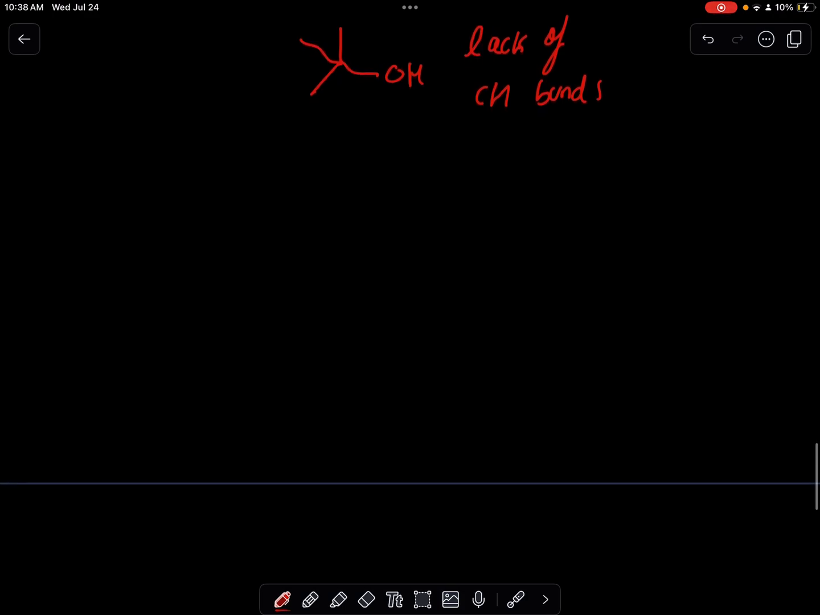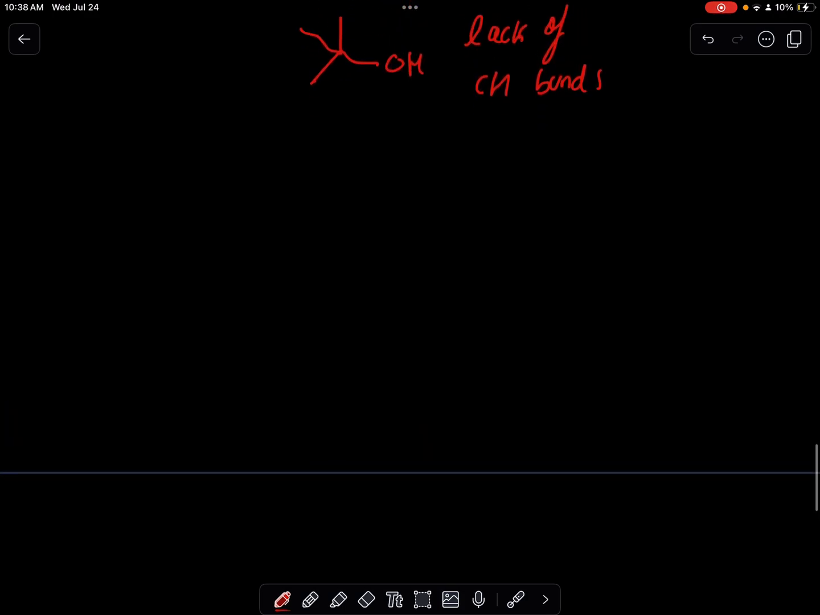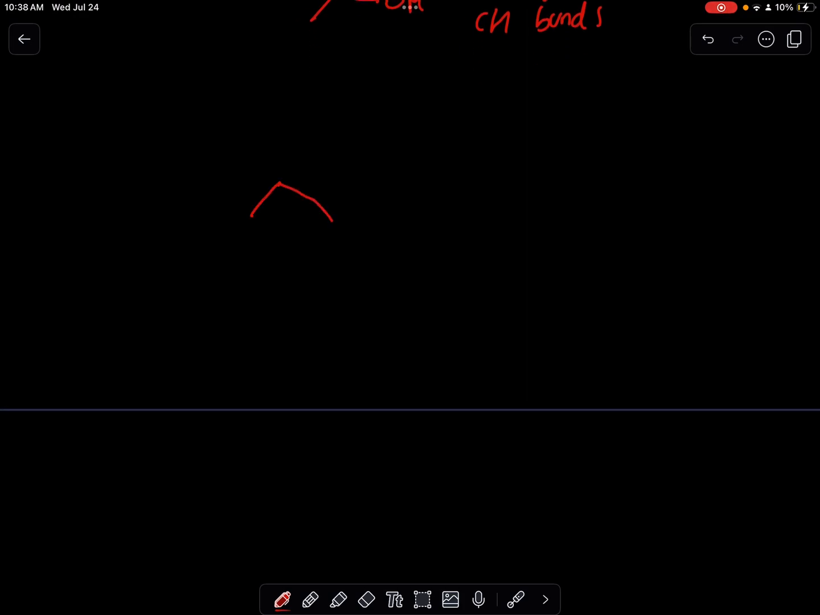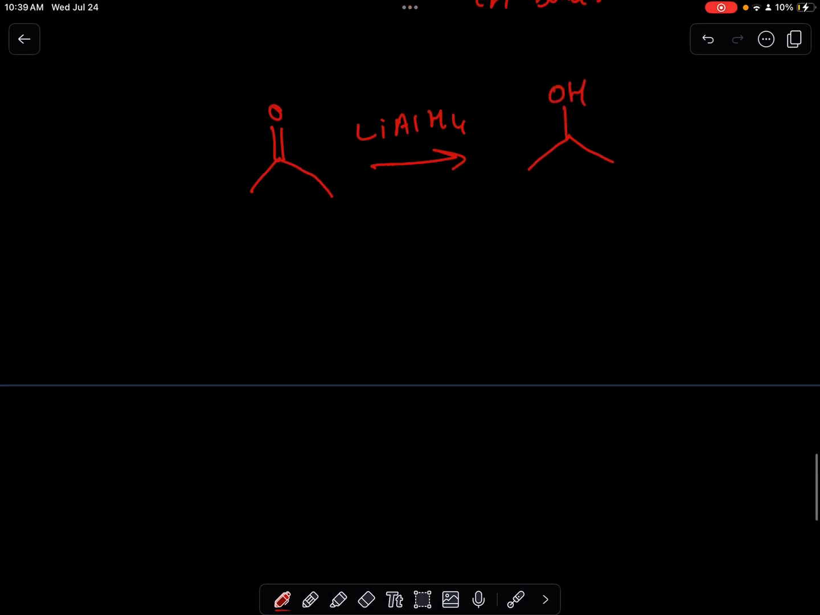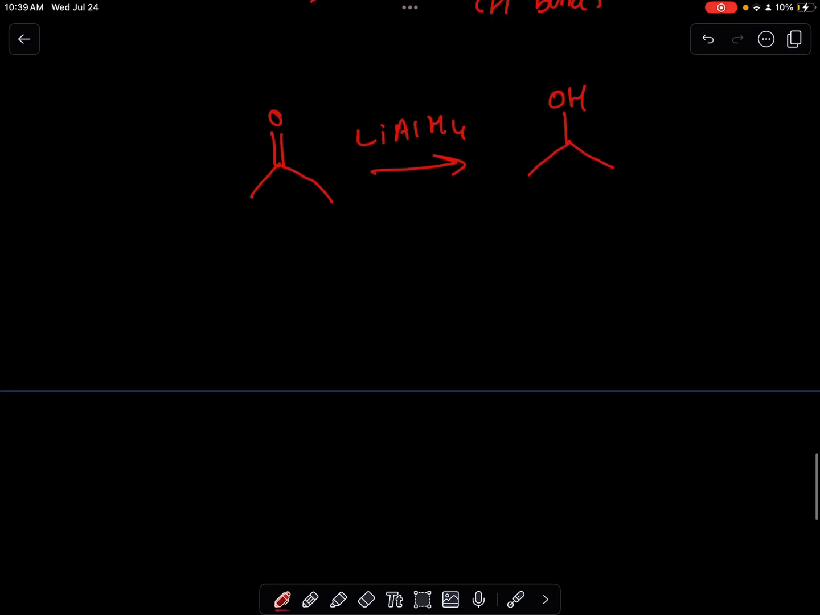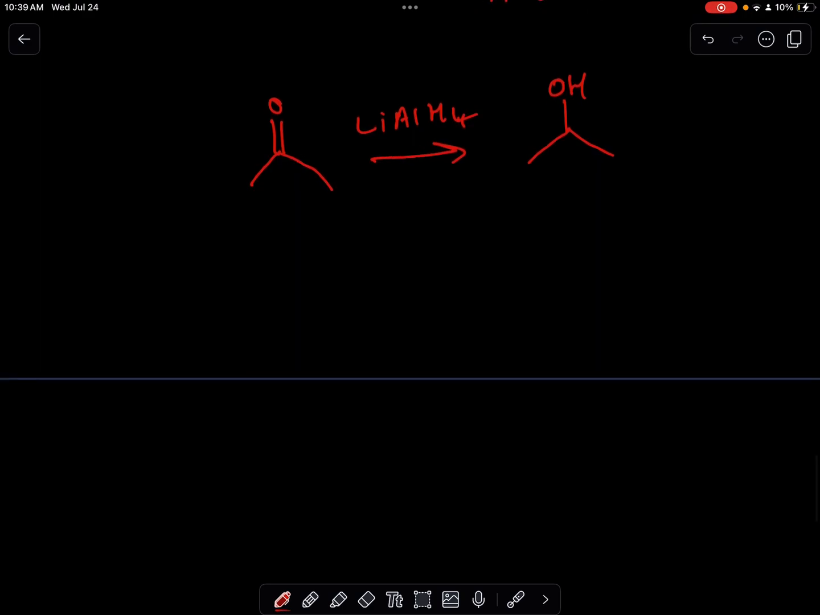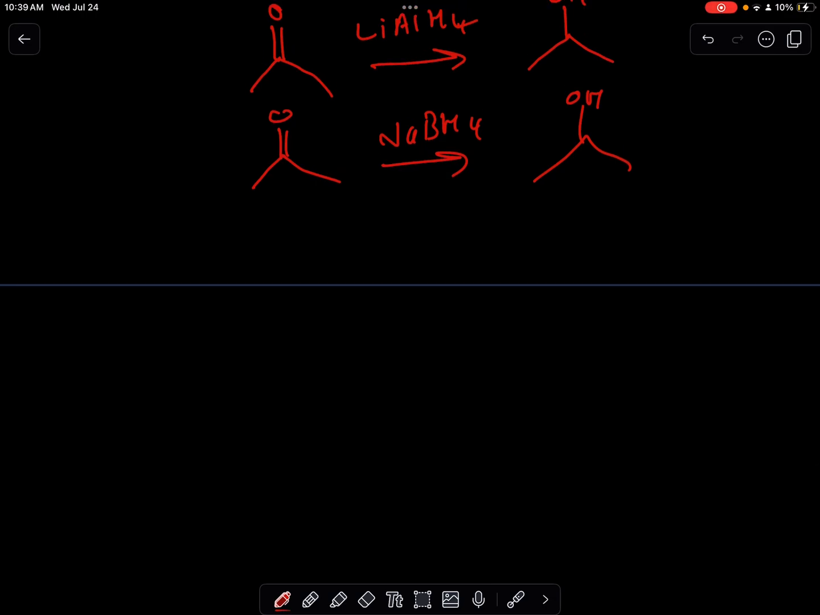So, let's have a look at another reaction. Let's look at reduction of ketones and aldehydes. So what do you think the product of this reaction is? Pause the video and see if you can think of it. If you treat a ketone with lithium aluminum hydride, you can generate an alcohol. If you treat the ketone with sodium borohydride, you can generate an alcohol. This occurs in every case. You can generate the alcohol from a ketone through this mechanism.